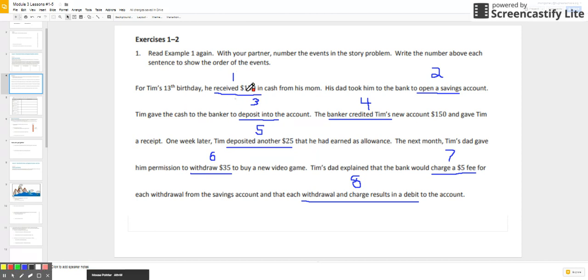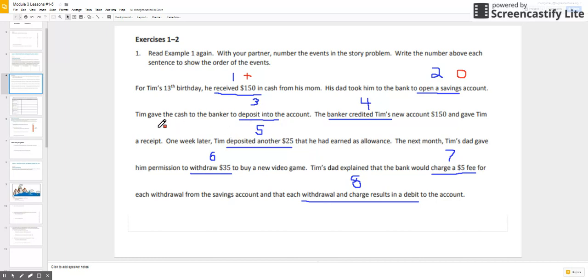Now let's look at what this actually means. If you receive $150 in cash, that's a positive. That's something you're getting. It's going in a positive direction. If we look at event number 2, opening a savings account, nothing's really happening. You don't have any money in the savings account. You just open it. There's nothing going on. So this is what we call a zero. This is a zero effect.